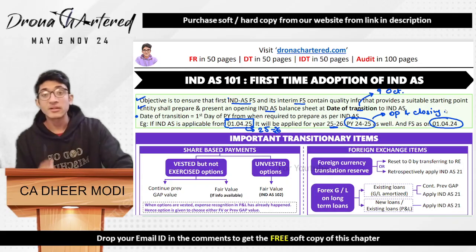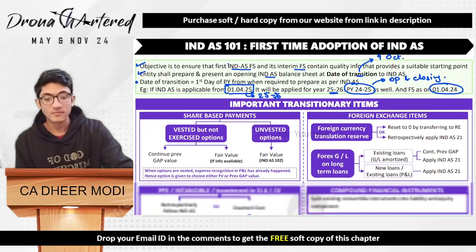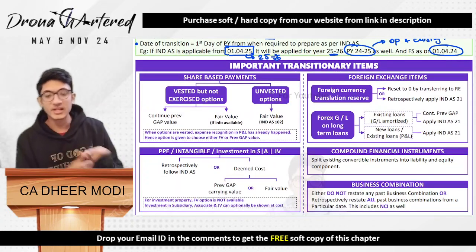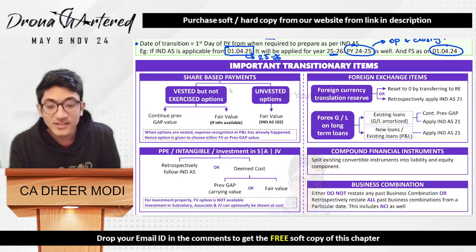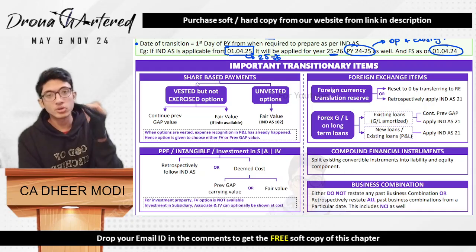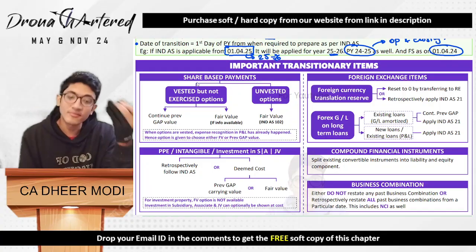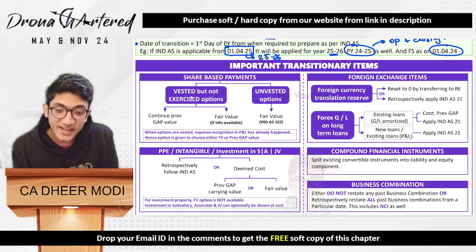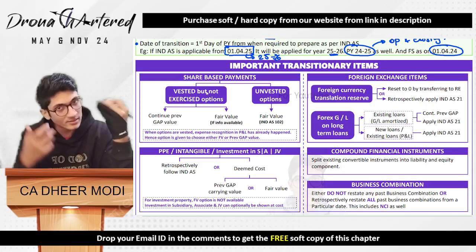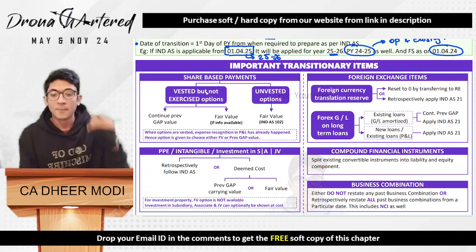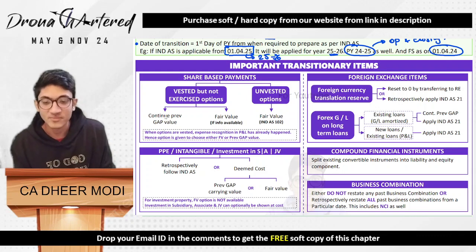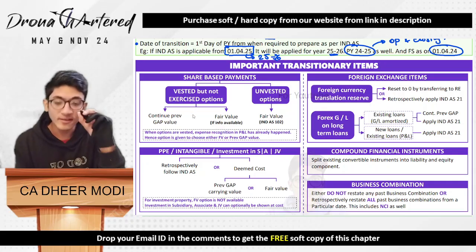Okay. Now there are certain transitionary items which are important. Transitionary item means some items as to how you have to deal with them. So let's talk about the first, your share based payment. The treatment depends upon whether the shares have been vested or not. If they have vested and been exercised, then they are over. I have nothing to do with them. But if they are vested but not yet exercised, in such a case, they have two options.